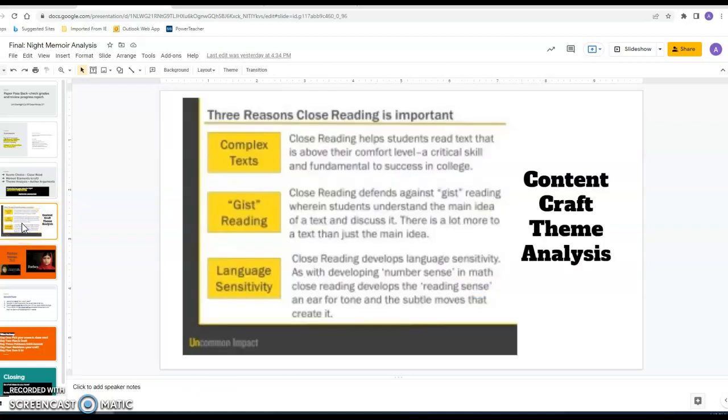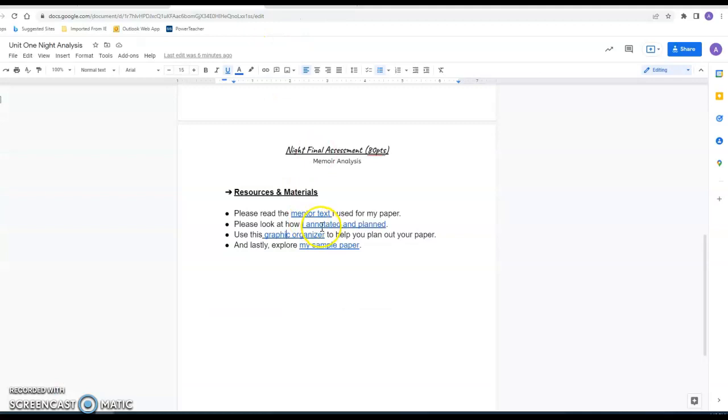And the second set of skills here is I want you to be able to close read. Close reading helps students read text that's above their comfort level. It's a critical skill in college. You have to go back and reread text in college. It's just how you write papers. It's how you develop your arguments for class discussion. And it's hard for kids to do because it takes time and energy to go back and reread what you've already done. And so that is something you will want to do, just like I did here.